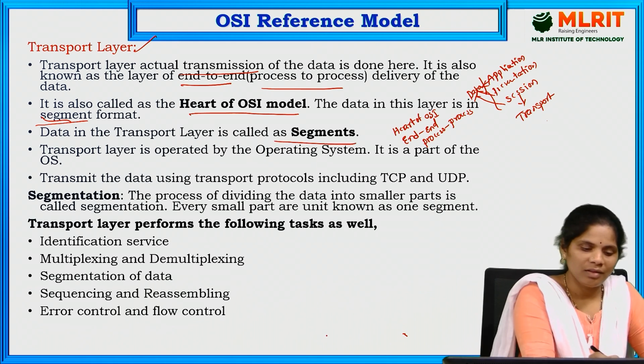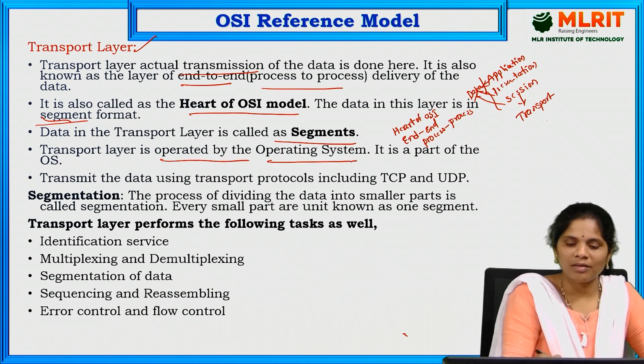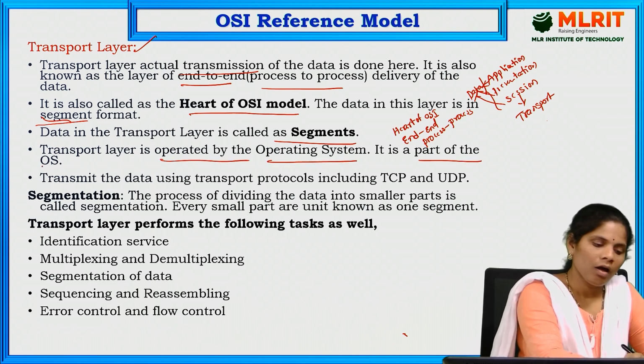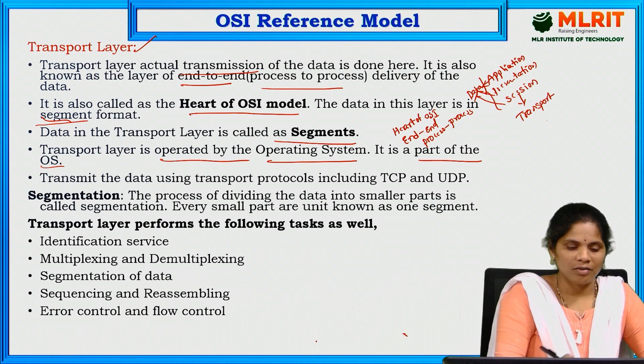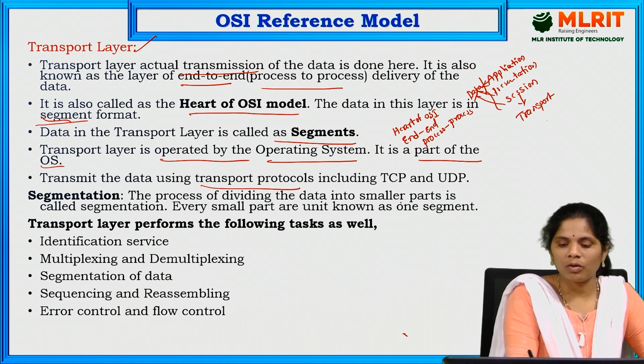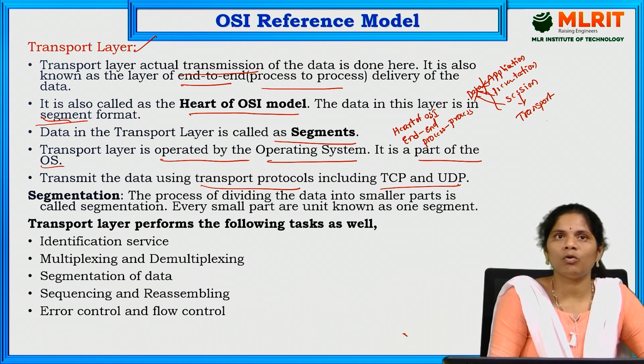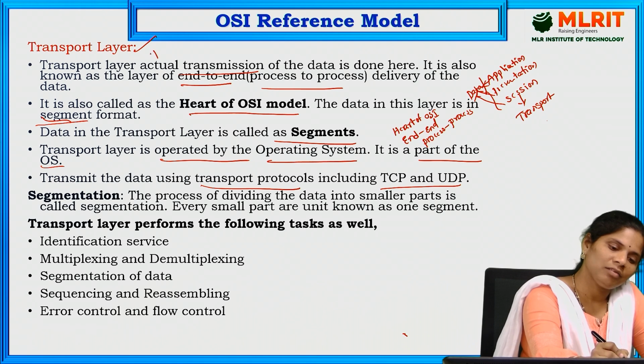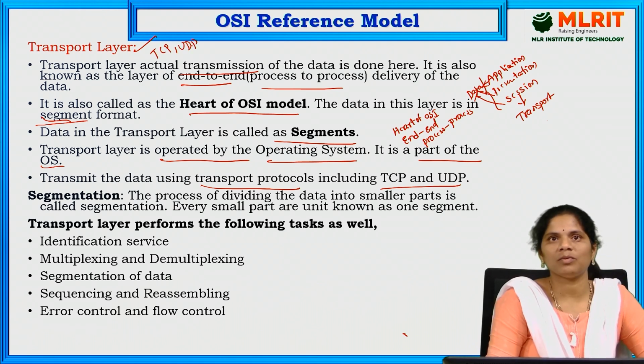At the same time, this transport layer is operated by the operating system. It is part of the operating system. It transfers the data using transport protocols including TCP and UDP. This transport layer mainly supports the TCP and UDP protocols. TCP is Transmission Control Protocol.